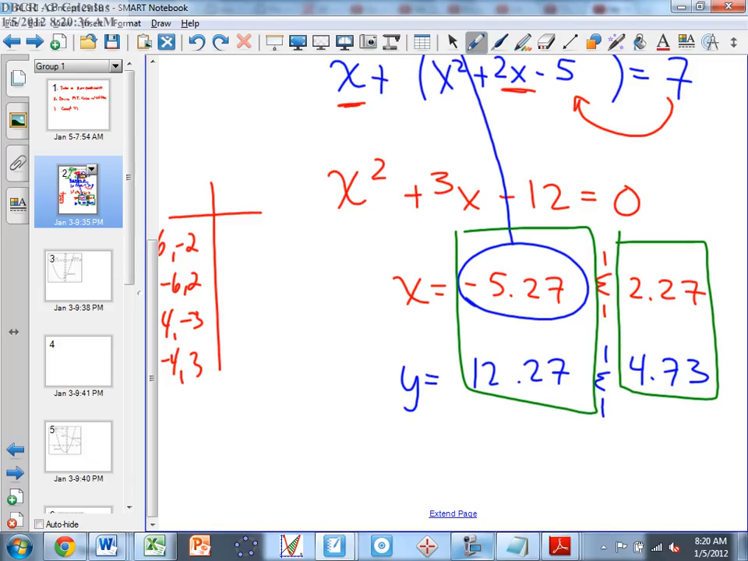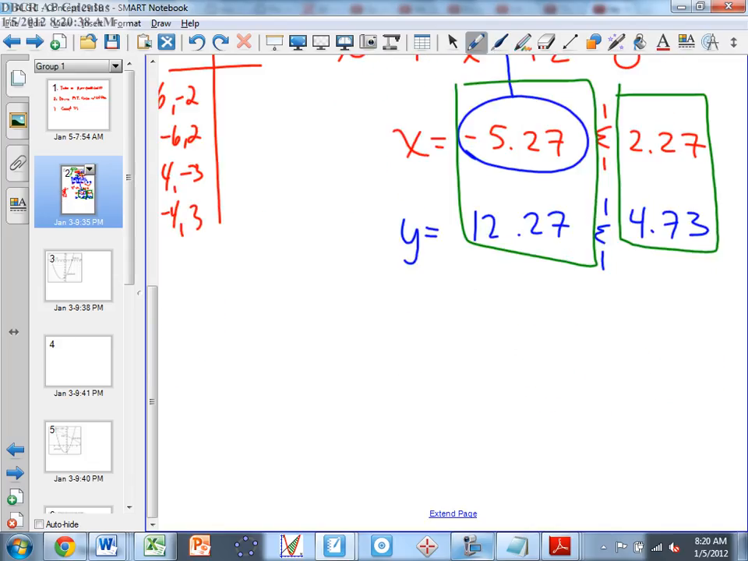So again, your final answer needs to be listed as your coordinates. Negative 5.27, 12.27. That's one of your answers. Again, we're finding the solution. That's one answer. And the other one is your other answer, 2.27 and 4.73.